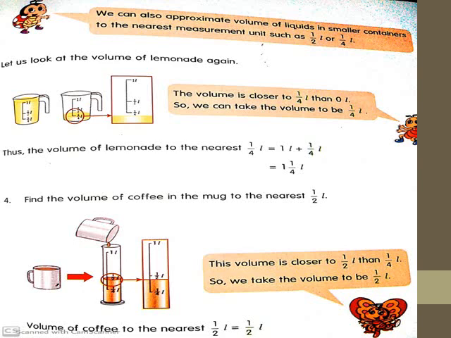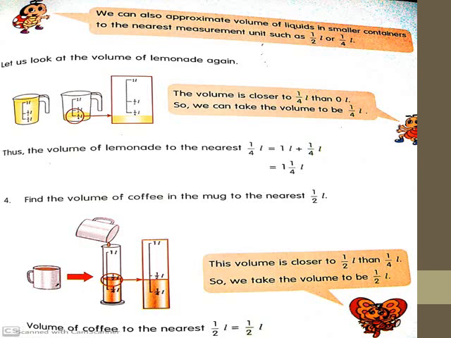Look at this slide. When you approximate to the nearest measurement unit, you have to check the measurement units. If I look at the beaker, how many measurement units are there? Start from the bottom. The first one is 1/4 liter, which is quarter liter. Then in the middle it is 1/2 liter, which is half liter, and on the top of it is 1 liter. So there are 3 measurement units.